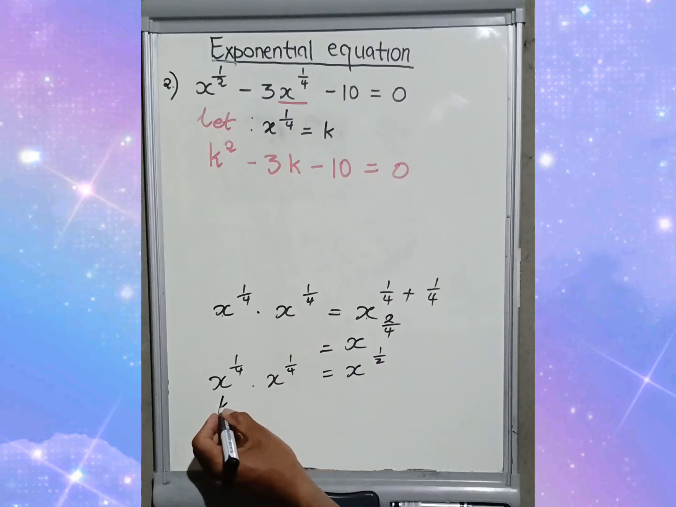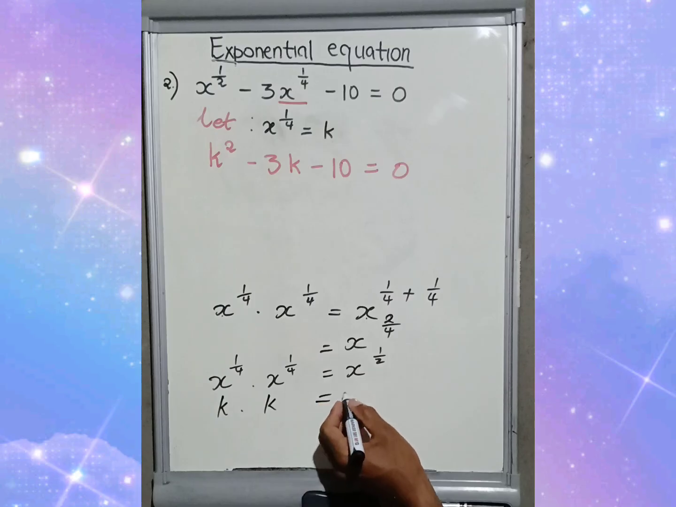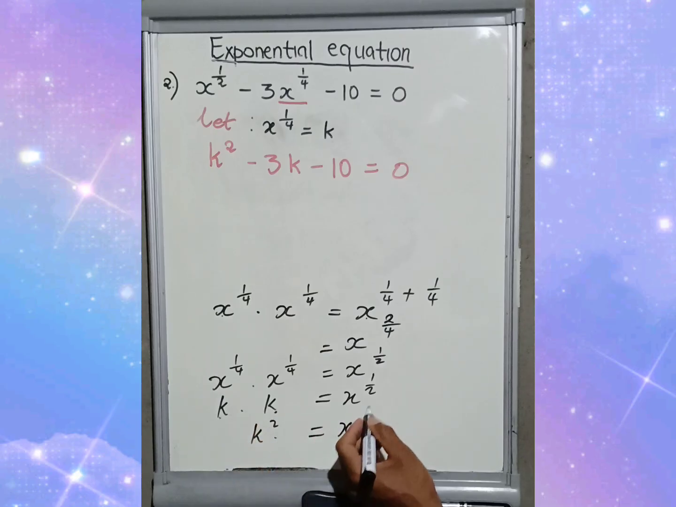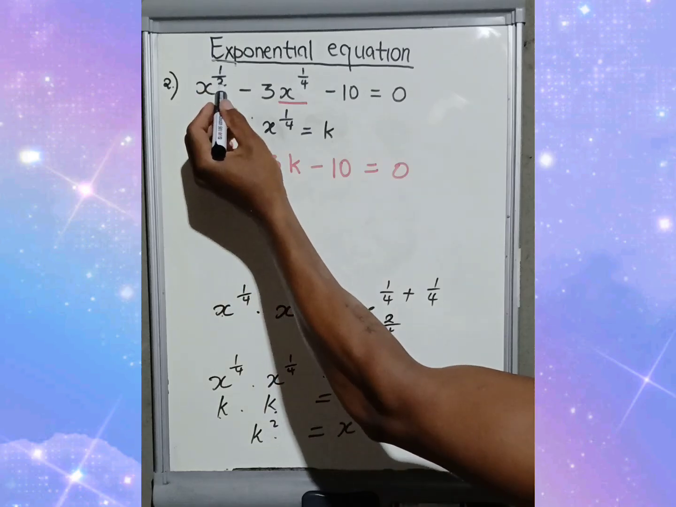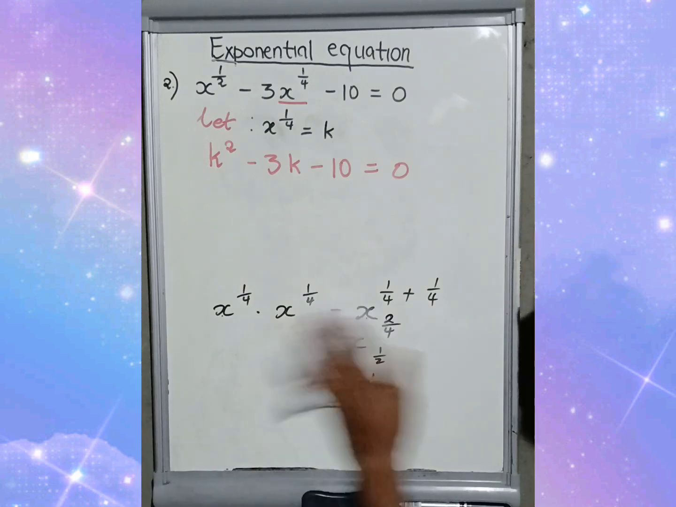But we said that x^(1/4) is k and we said that is k. Therefore now, x raised to 1 over 2 equals what? k squared. k times k is equal to k squared. Therefore, that's why we say that x raised to 1 over 2 equals what? k squared. All right? Let me repeat again.